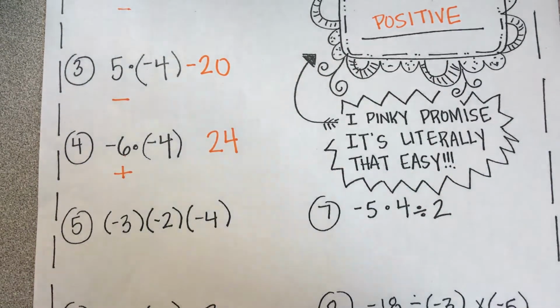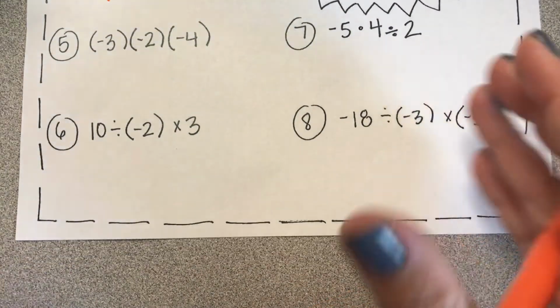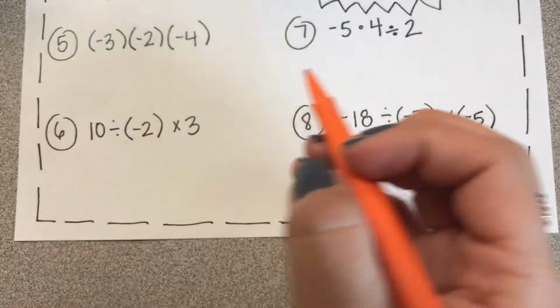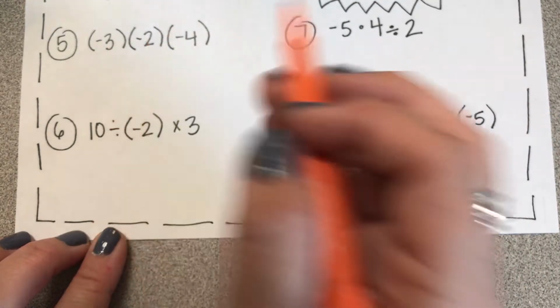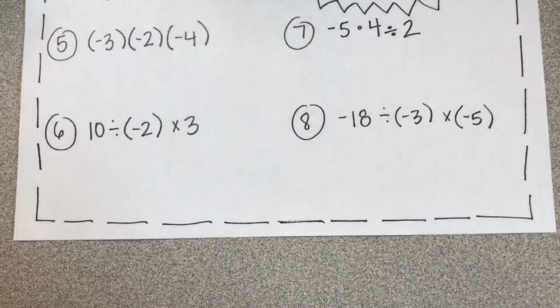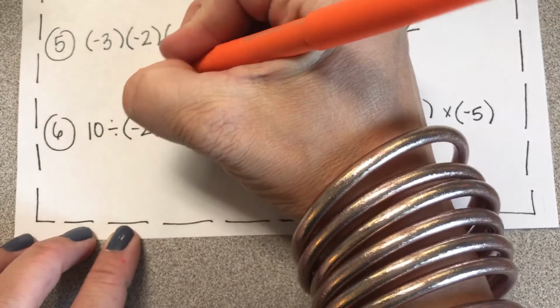A positive. Okay, when you have multiple numbers, like more than 2, you still just go left to right, do the operations. 3 times 2 is 6. 3 times 2 is 6. 6 times 4 is 24.